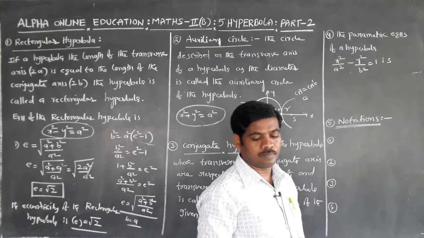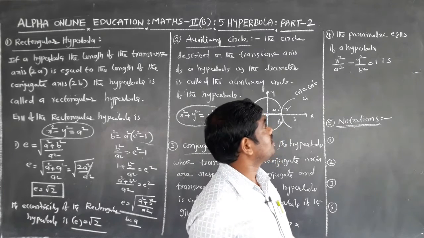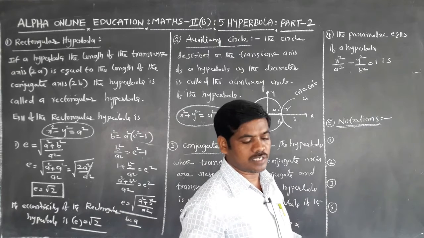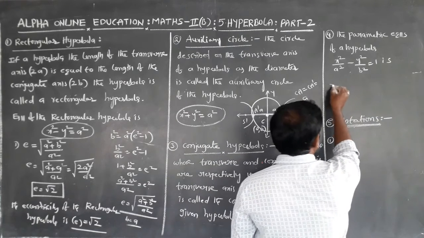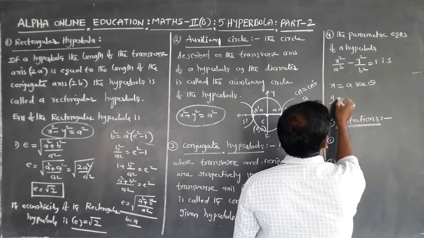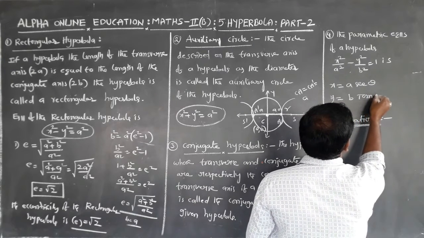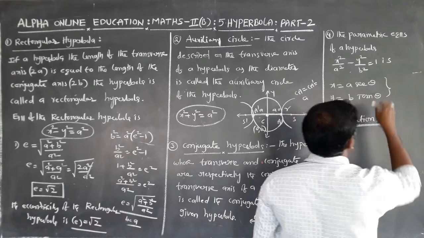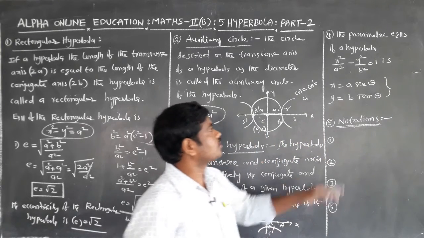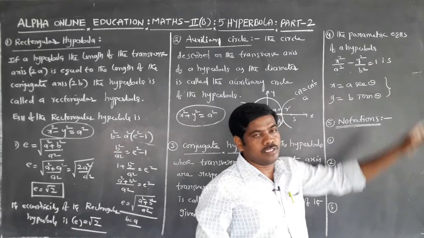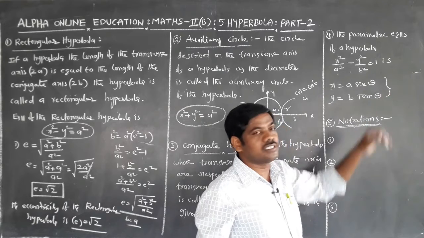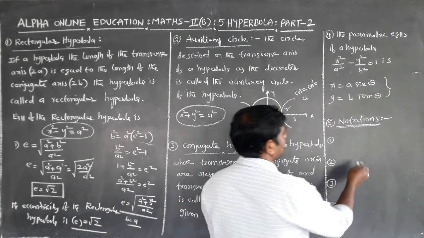Next, the fourth one: the parametric equations of a hyperbola x square by a square minus y square by b square equal to 1 are x is equal to a secant theta, y is equal to b tan theta.